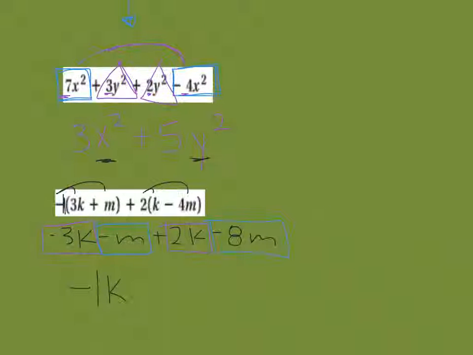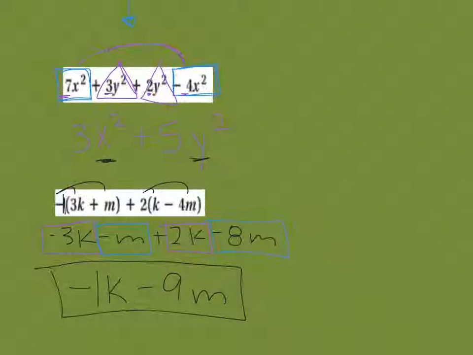You don't have to have the 1 out in front. You can if you want. And my m's, I have a negative m and a negative 8m. That would give me a negative 9m. So this would be my final answer.